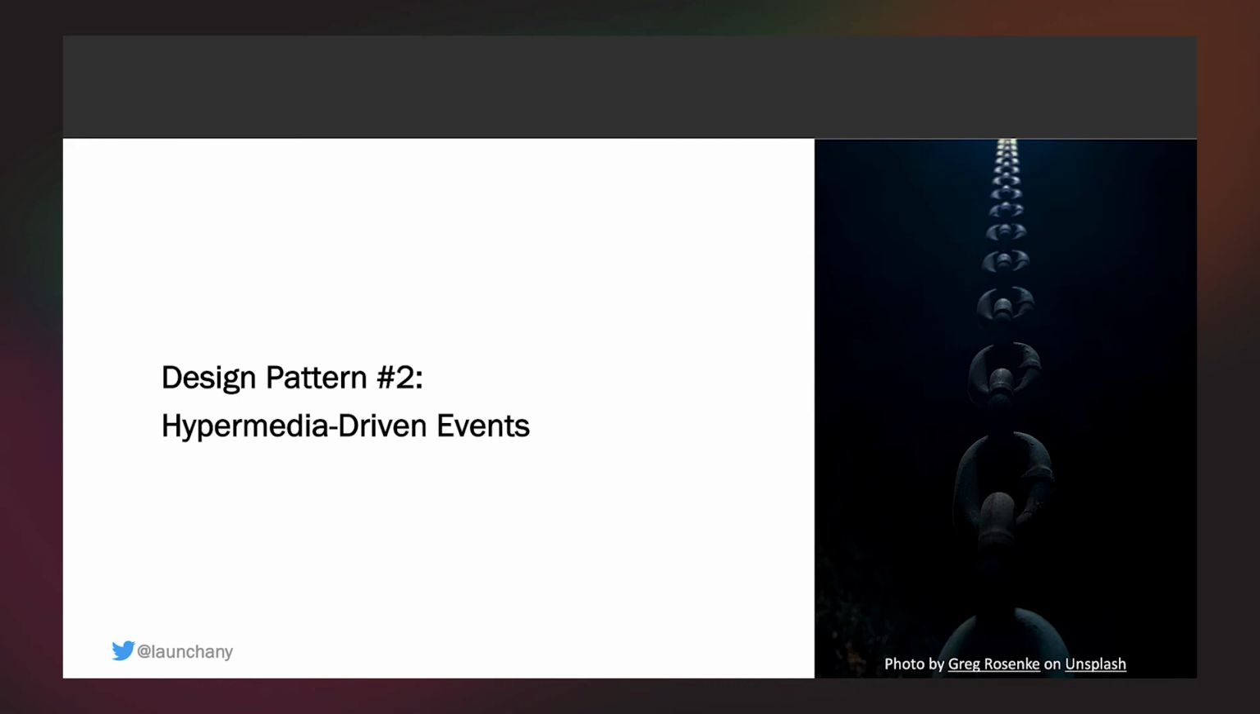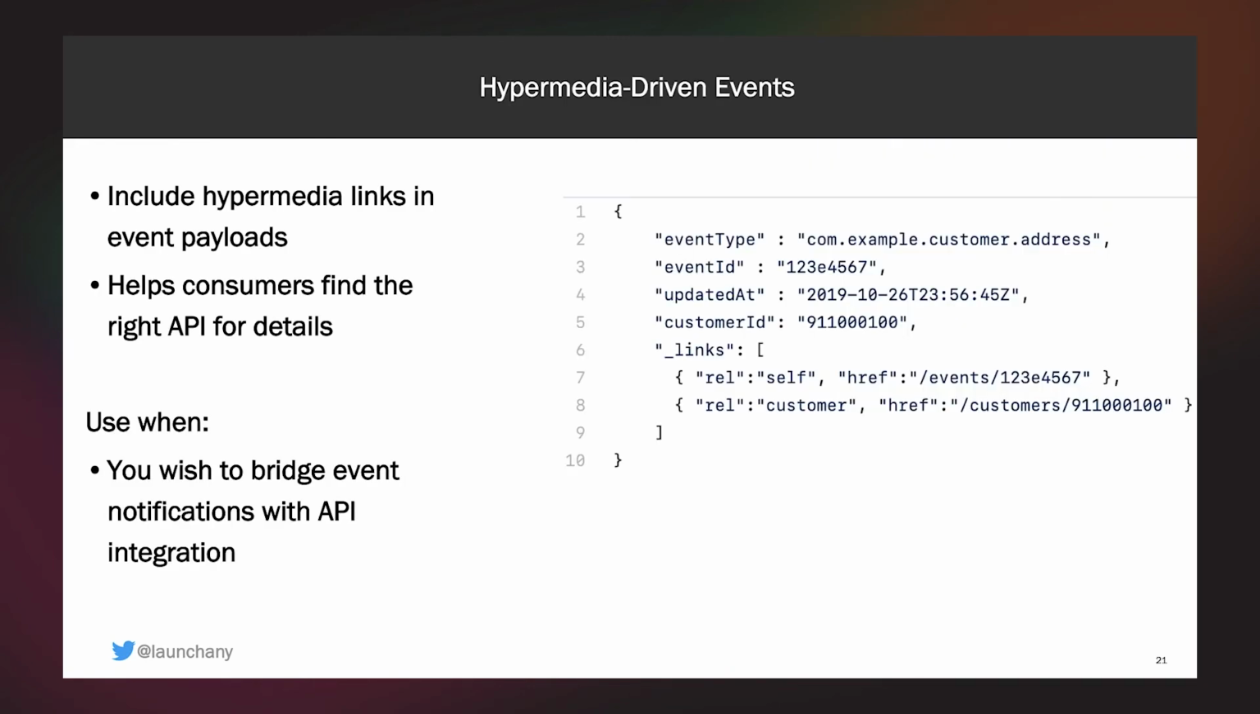The second design pattern is to take that first one and layer hypermedia upon it. So we can introduce hypermedia-driven events. One of the things about asynchronous APIs is they often couple really well with some sort of request-response API. But unless you know exactly where to go, it's not very obvious which API will give us the detailed representation of the resource at hand or that's changed. So in this case, we can use our thin events and layer on top of them hypermedia links that point to our APIs where we can go fetch more detail. So if we want to bridge our event notifications and our async APIs with our standard synchronous APIs with REST or GraphQL or gRPC, this is a great way to do it.